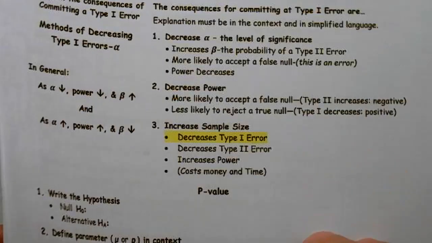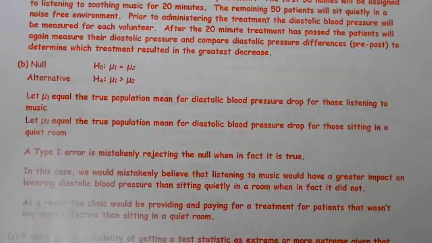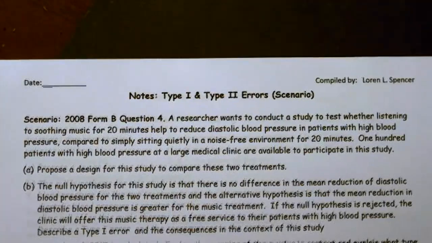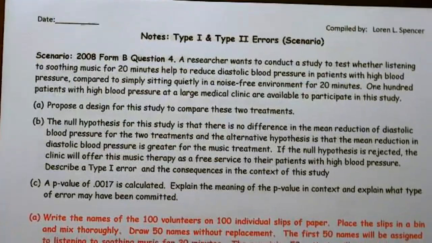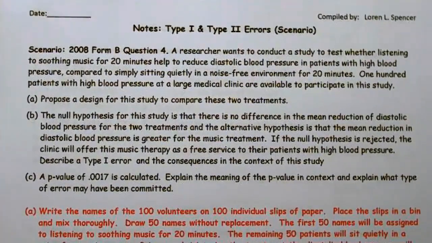So let's look at a problem. Now this problem, we're going to take a little bit farther than it says. This came from 2008, Form B, question number 4. A researcher wants to conduct a study to test whether listening to soothing music for 20 minutes helps to reduce diastolic blood pressure in patients with high blood pressure compared to simply sitting in a quiet, noise-free room for 20 minutes. 100 patients with high blood pressure at a large medical clinic are available to participate in the study. Propose a design for the study to compare these two treatments.